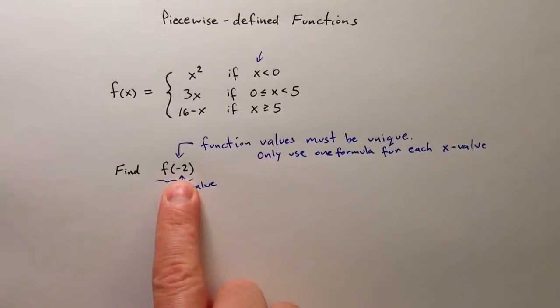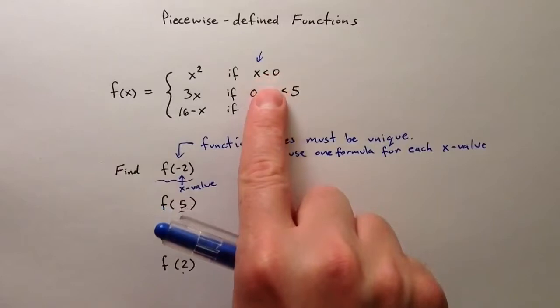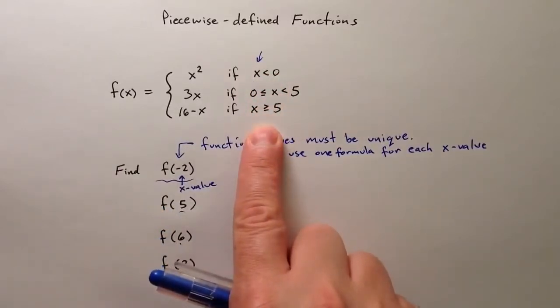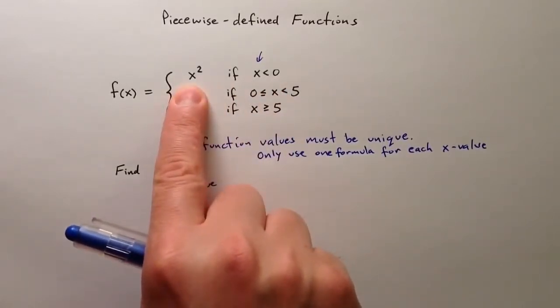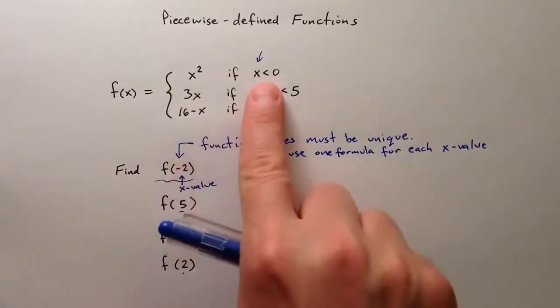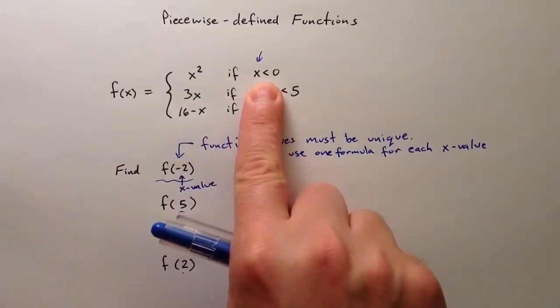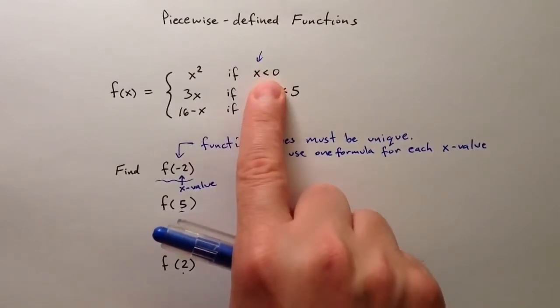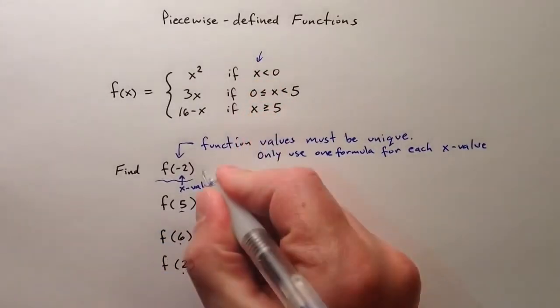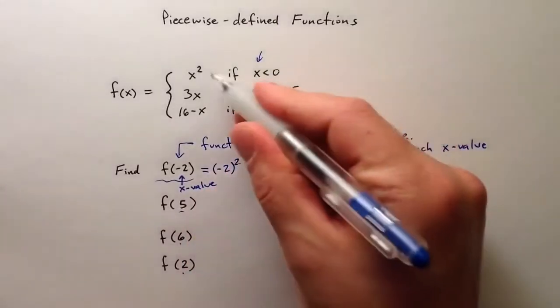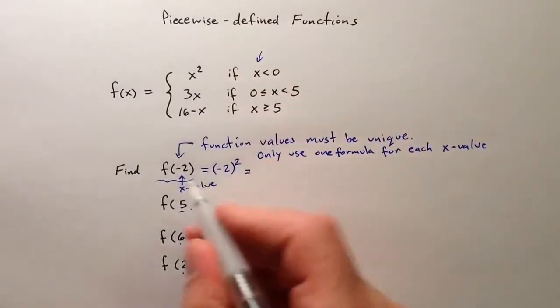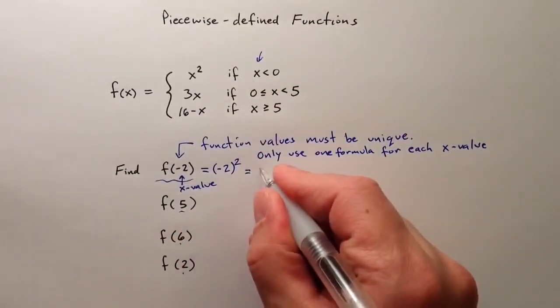And so to evaluate the function at -2, when x equals -2, I want to first look at the logic statements, figure out which one of those is true, and there shouldn't be more than one that's true, and then use the corresponding formula to evaluate the function. So -2 is less than 0. That statement is true and the others are both false. So I plug -2 into the expression x squared, and the value of the function at -2 is 4.